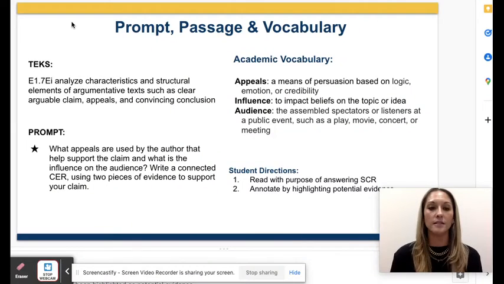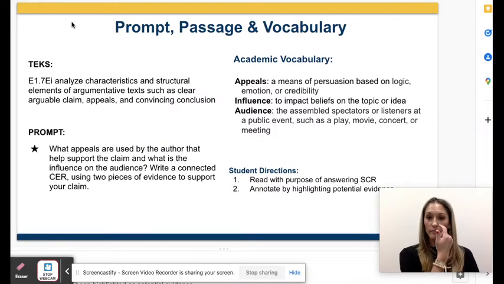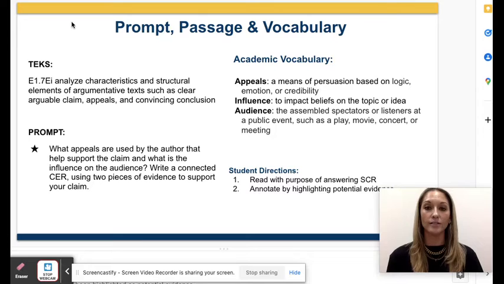The question that we're using today is: what appeals are used by the author that help support the claim, and what is the influence on the audience? Write a connected CER using two pieces of evidence to support your claim. Now, this comes from English 1, and we developed this question based on a stem from the new released items. We also, on our data tree, are going to ask students to do kind of a brain dump based on what they know about the genre that they're reading and the question that they know they're going to have to answer. This will make more sense when I show you the actual data tree, but we wanted to show you that on this slide as well.